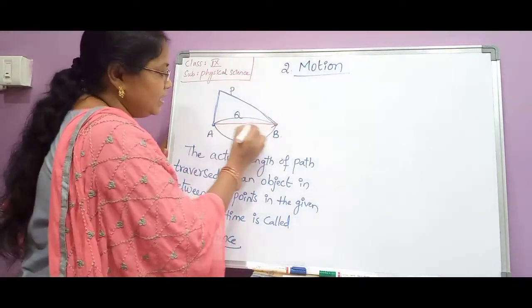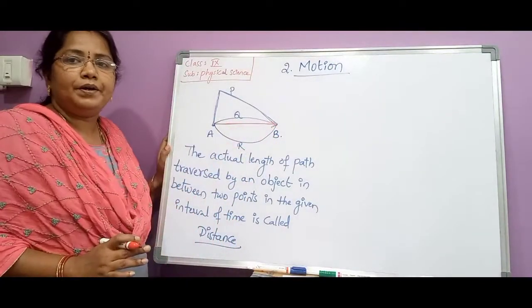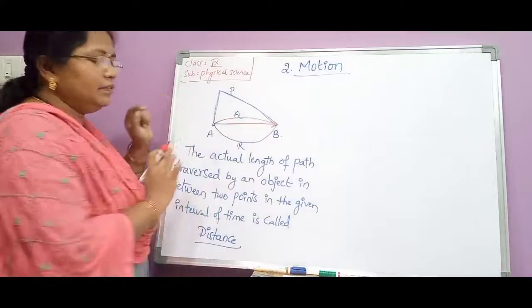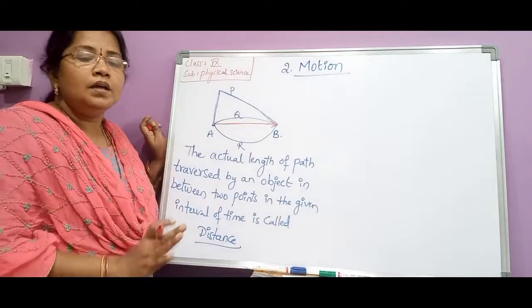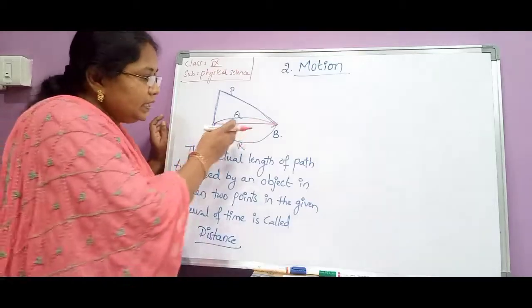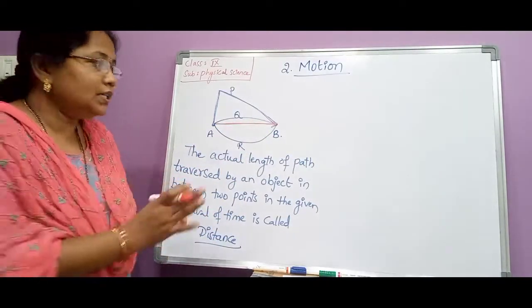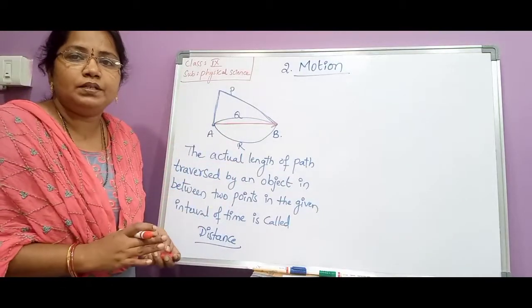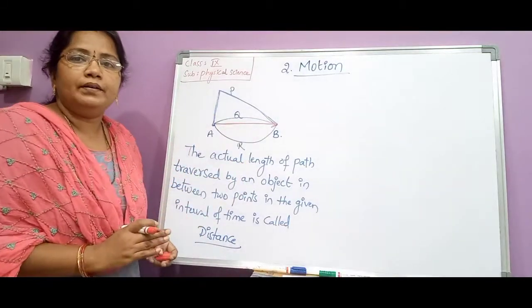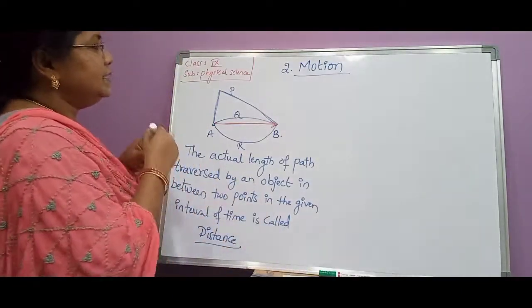I have shown here the straight line which is joining point A to point B. This straight line path will be considered as the shortest path which is available for an object to travel from point A to point B. The shortest path or the shortest distance covered by an object from one point to the other point is called displacement.